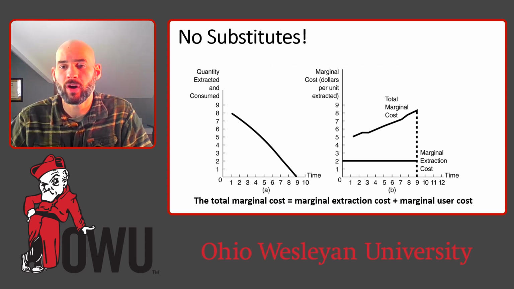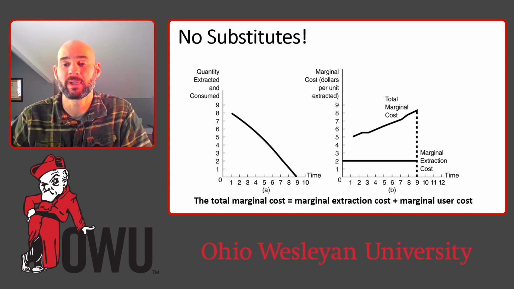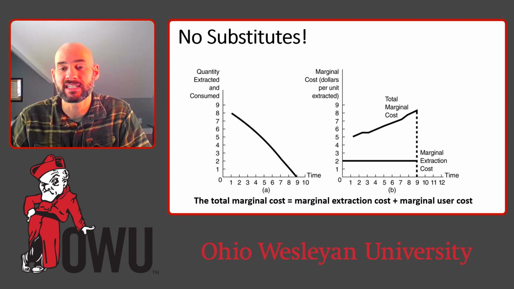So even though our marginal extraction cost is constant, our marginal user cost is going to increase over time as we extract more out and there's more scarcity. And so our total marginal cost, being the sum of the marginal extraction cost and the marginal user cost, is going to increase over time. And because of that total marginal cost increasing over time, our quantity extracted in each time period is going to decrease until eventually we don't extract any of that resource at a given time period.